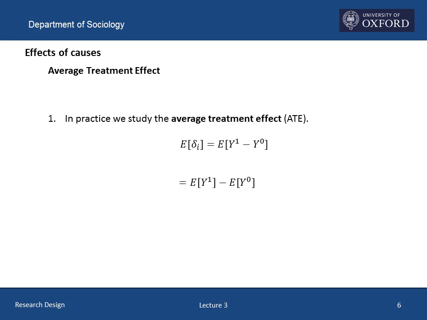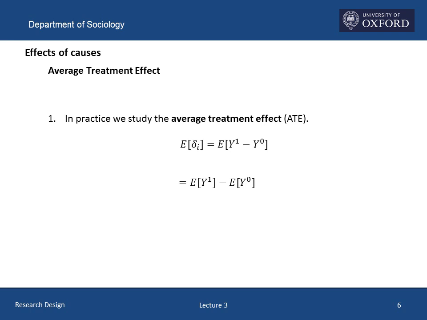Nevertheless, we can exploit a trick in linear algebra. The expectation of the difference between 2 random variables is identical to the difference between the expectation of the first and the expectation of the second. And this difference we can examine, because we have some cases that are exposed to the treatment, and we have some that are exposed to the control. That will give us an estimate of the average treatment effect.